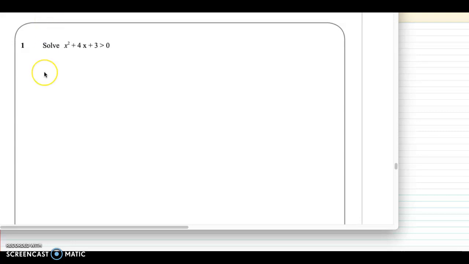Hello guys, this is Quadratic Inequalities, GCSE 1 to 9 specification.